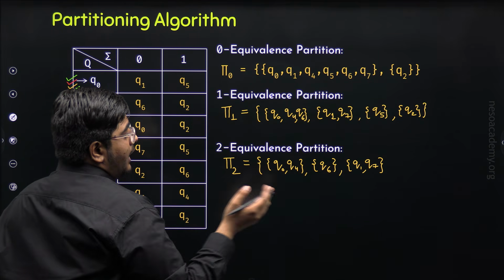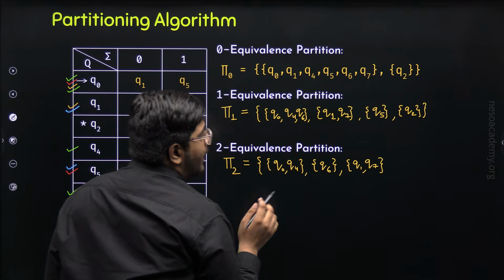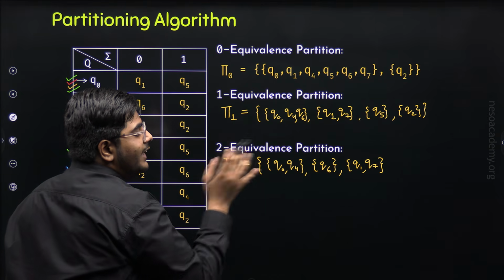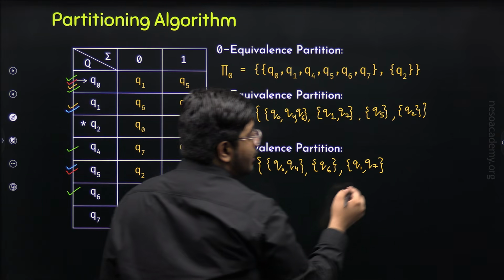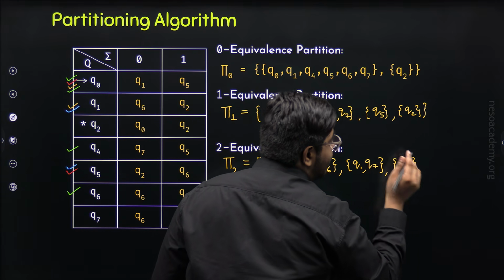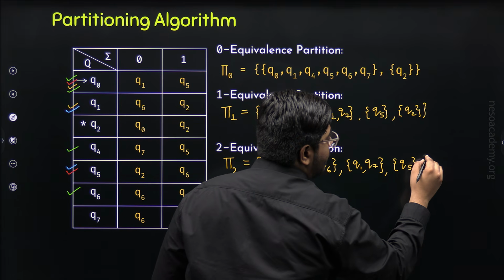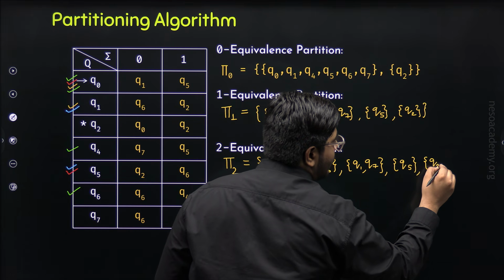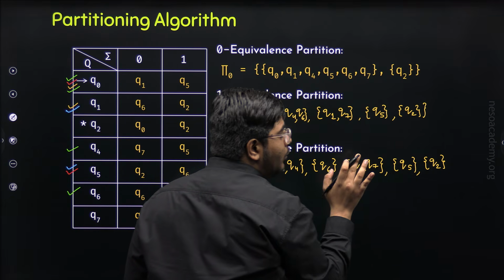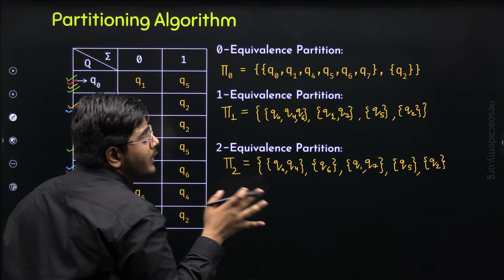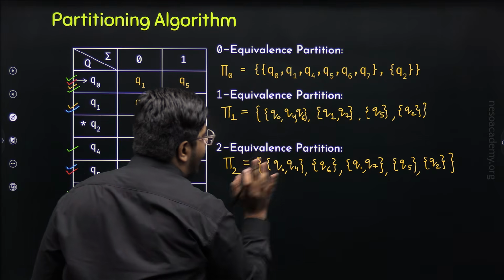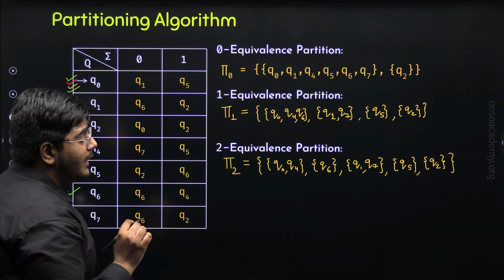Now we need to check the other partition, which is Q5. Q5 only has a single state, that is Q5 itself, so we cannot check it with any other state. So here we will write Q5 as it is. And the same rule will be applied for the state Q2 also, because this particular partition only has a single state Q2. That is why it cannot be checked with any other state. So this is the two equivalence partition.